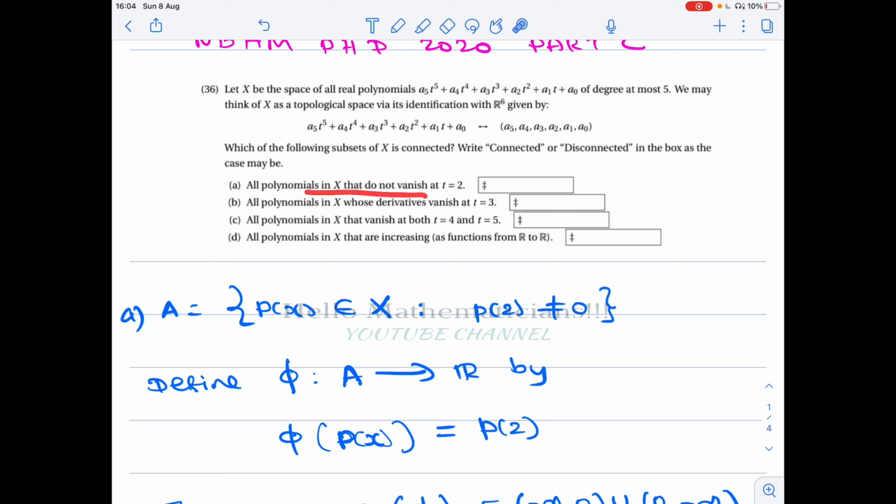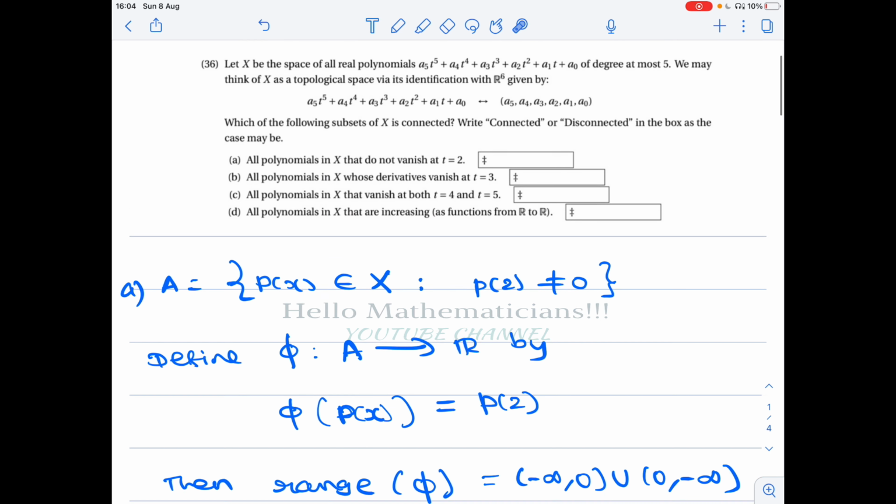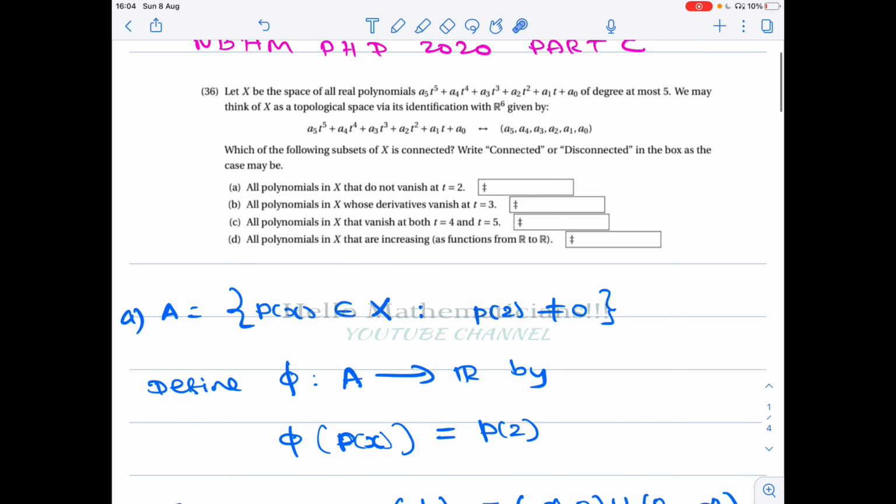Consider the polynomials that do not vanish at t equal to 2, whose derivatives vanish at t equal to 3, vanish at both t equal to 4 and 5, and all polynomials in X which are increasing. We want to say which of these sets are connected or disconnected. Let's look at the first option: the set of all polynomials which do not vanish at t equal to 2.